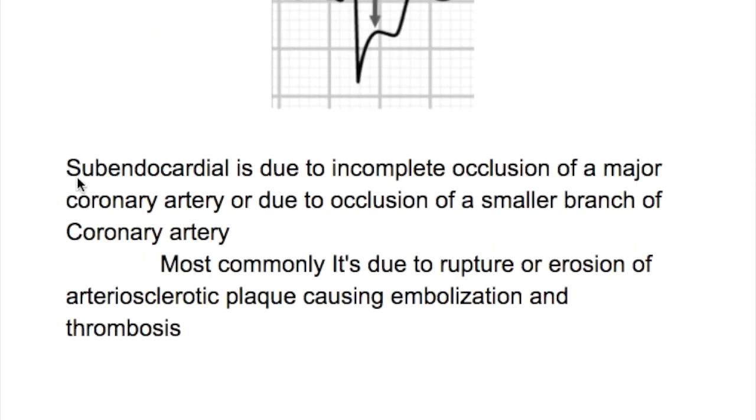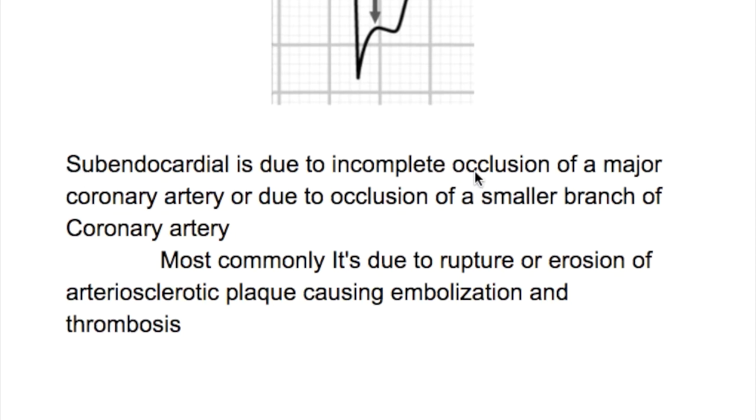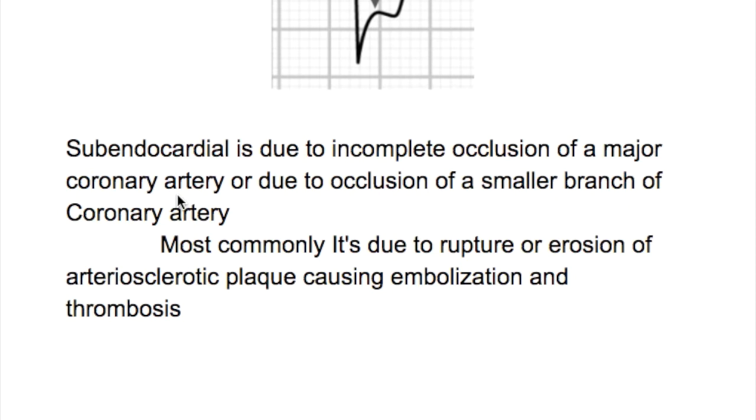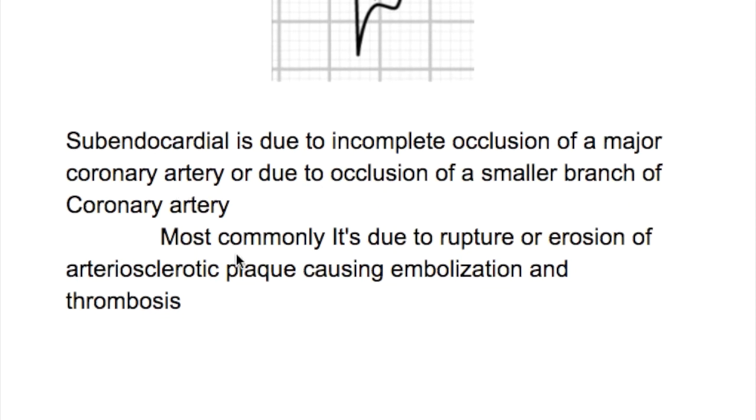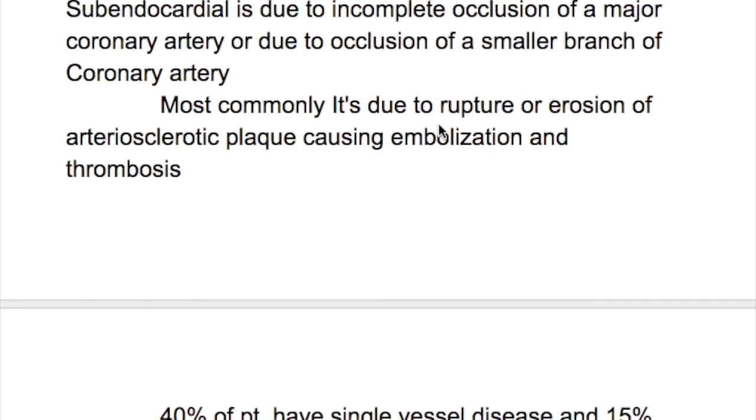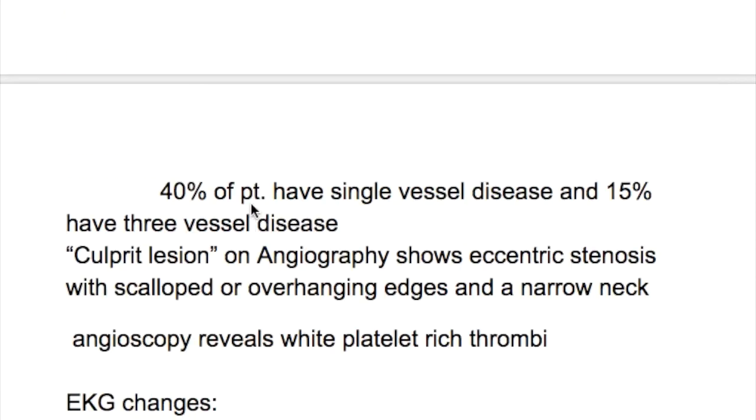What's the cause of subendocardial infarction? Subendocardial infarction is due to incomplete occlusion of a major coronary artery or due to occlusion of a smaller branch of coronary artery. Most commonly, it's due to rupture or erosion of atherosclerotic plaque causing embolization and thrombosis. 40% of the patients have single vessel disease and 15% have three vessel disease. And what's the culprit lesion? In angiography, it shows eccentric stenosis with scalloped or overhanging edges and a narrow neck.